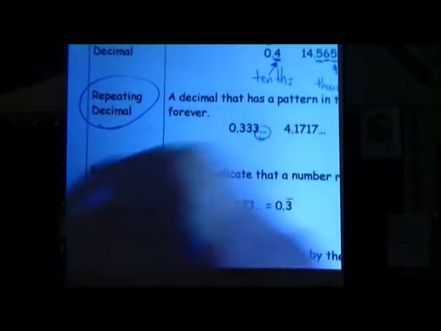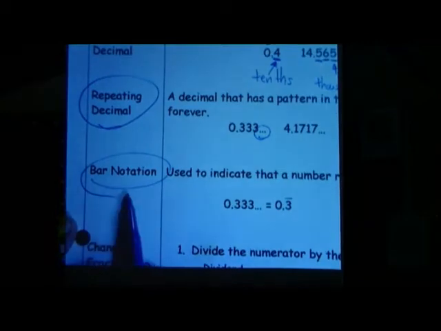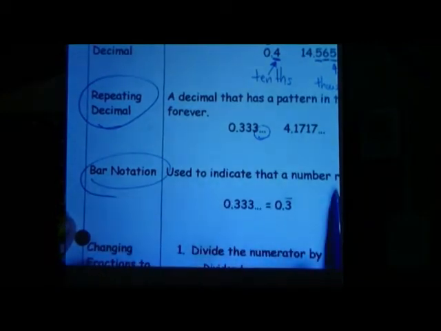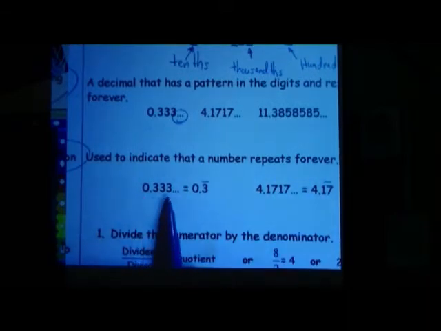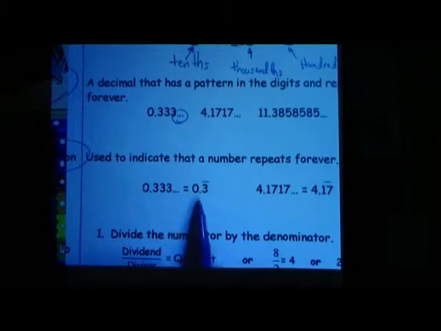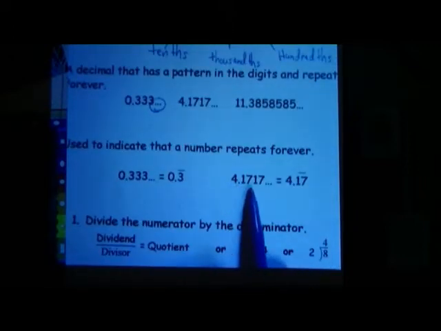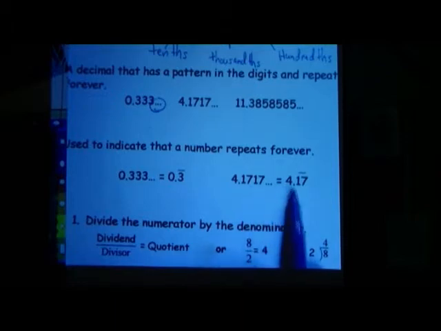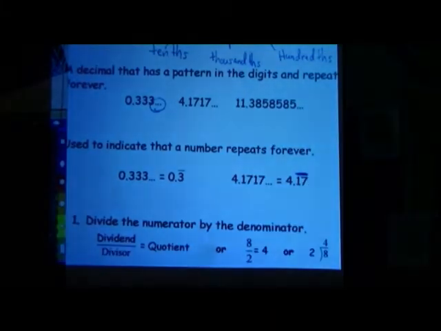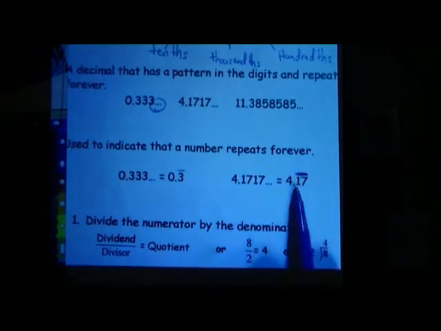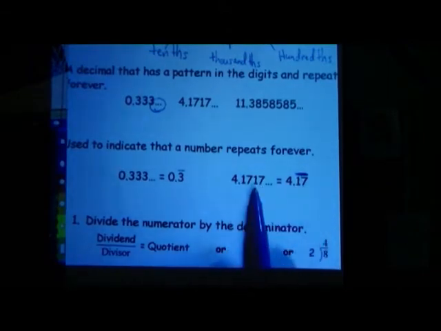Okay, and that's the next vocabulary word we need to look at. The bar notation is used to indicate that a number repeats forever. For example, 0.333... wouldn't be written that way. It would be written as 0.3 with the bar on top, 3/10 repeating. And this would be 4.1717 repeating, so it would be 4.17 with the bar on top of the 1 and the 7. Let me make sure that's really clear. The bar is on top of the 1 and the 7 because both numbers are repeating.